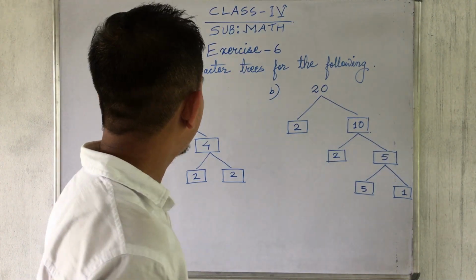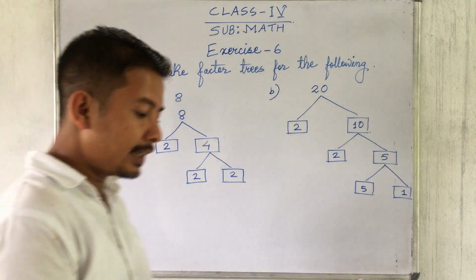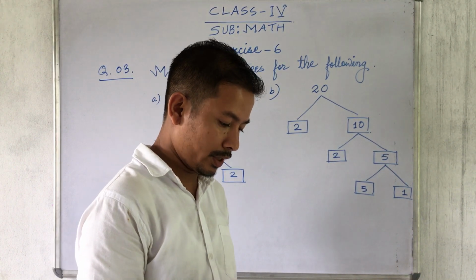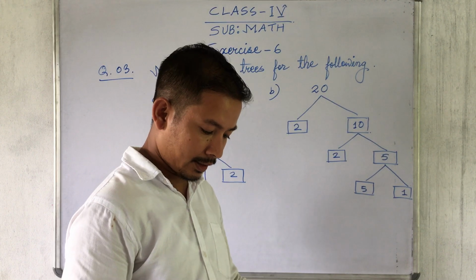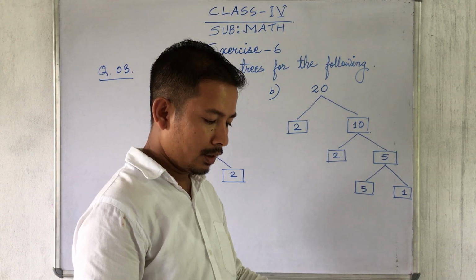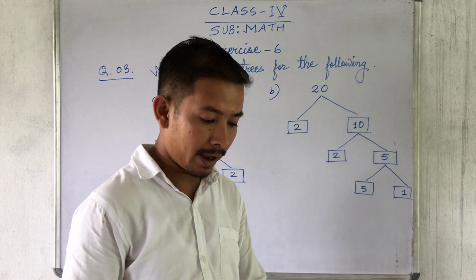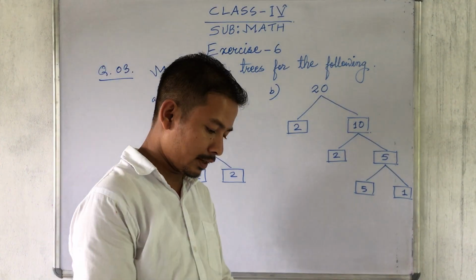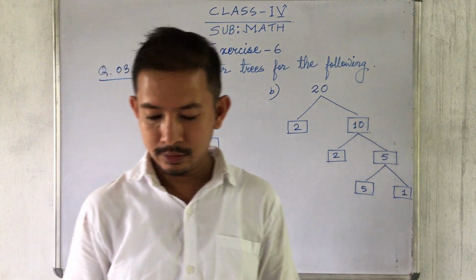Understood? It's very easy. Number A and B I have done here, but C and D you have to do yourself. There are 2 questions you have to do yourself. I will give you homework from exercise 5 and exercise 6. From exercise 5 I have done 3 questions; the rest of the questions you have to do yourself. And from exercise 6, number C and D you have to do yourself. Okay. Thank you.